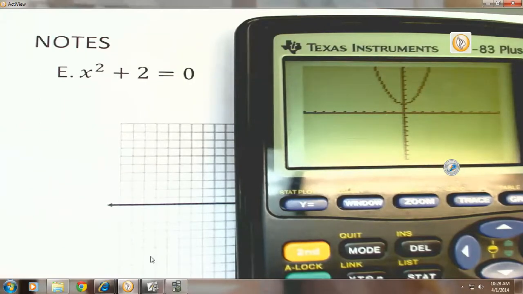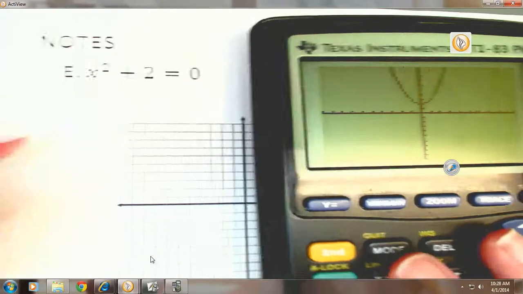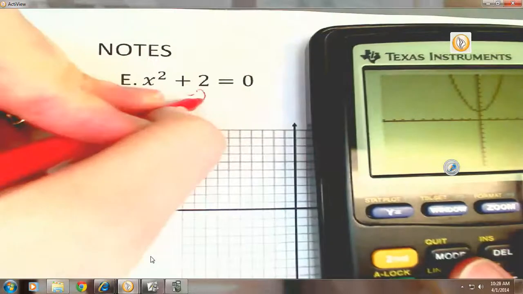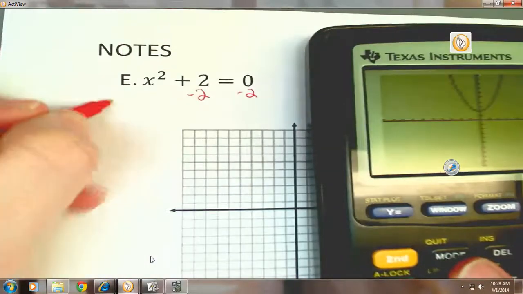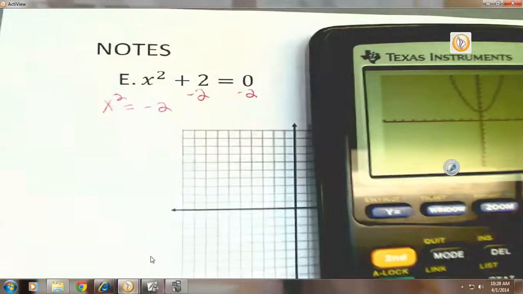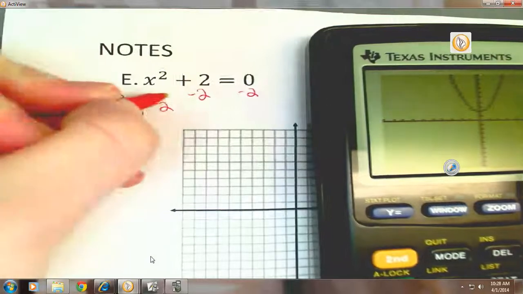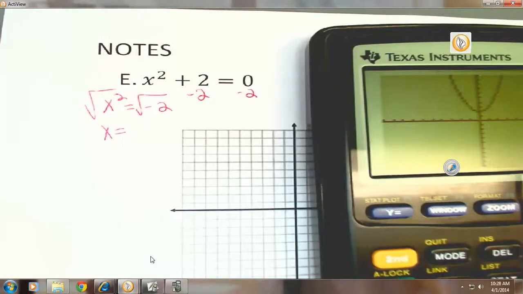Now what about this one? Where does this cross the x-axis? It doesn't. We don't have any solutions. Remember when we did problems like this earlier? We would subtract 2 to solve. So x squared equals -2. And then we take the square root of both sides. Well, what is the square root of -2? We said it's no solution, didn't we?